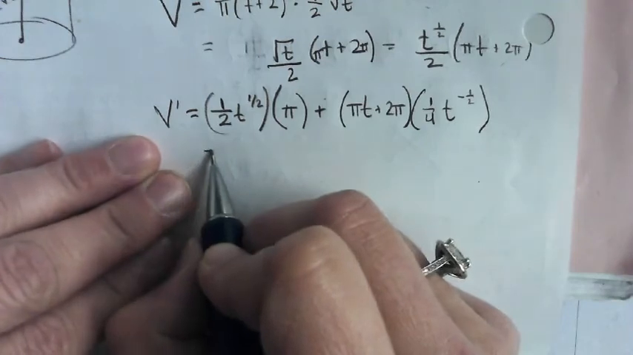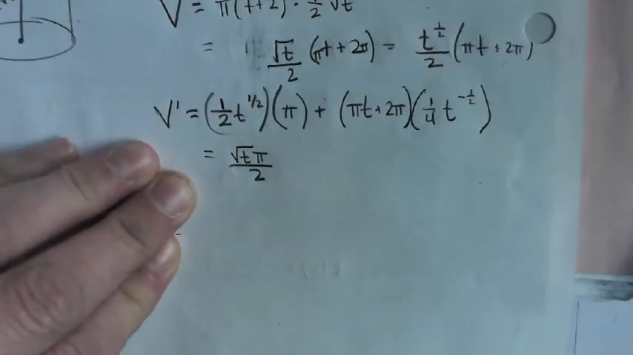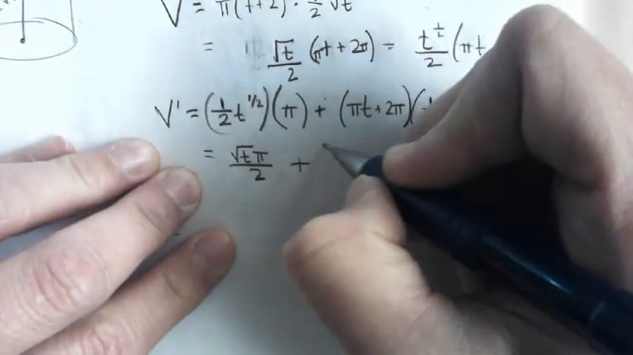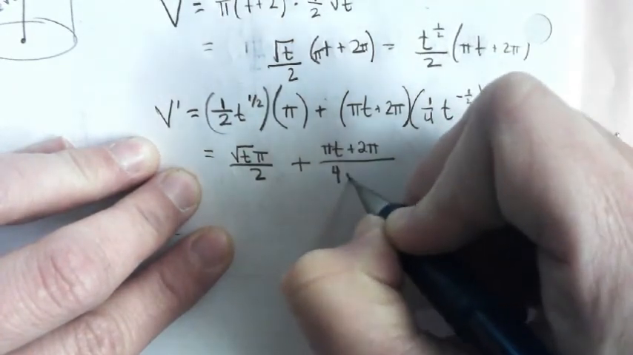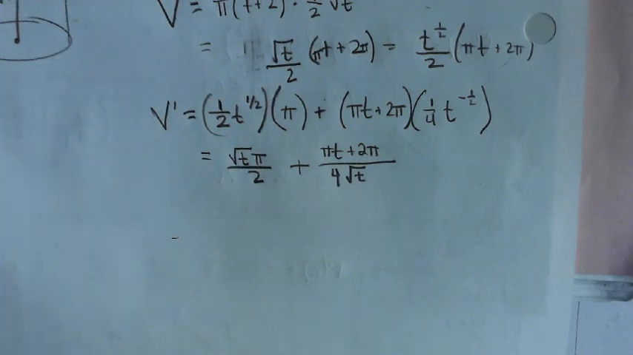So that's root t pi over 2 plus pi t plus 2 pi over 4 root t. I have a sneaking suspicion that the back of the book would get a common denominator. Is anyone bursting with excitement to do that? We don't have to.